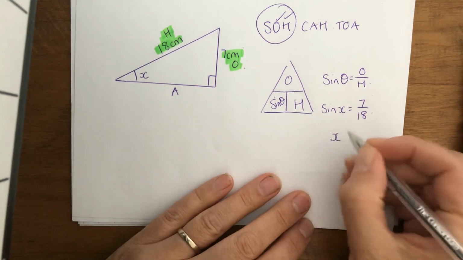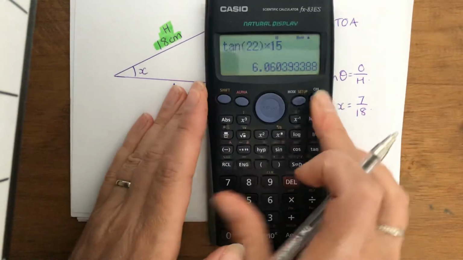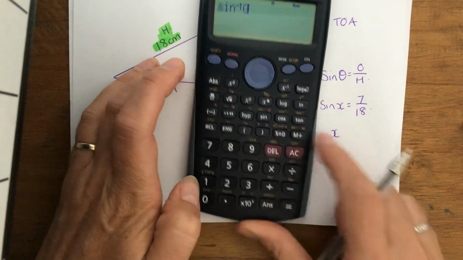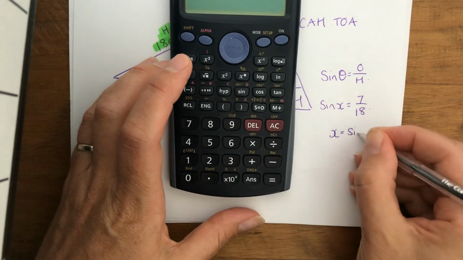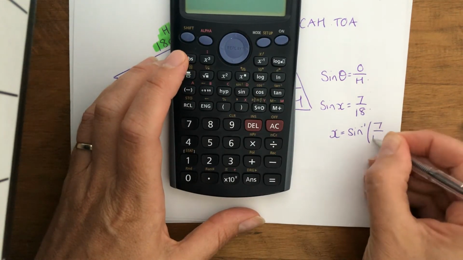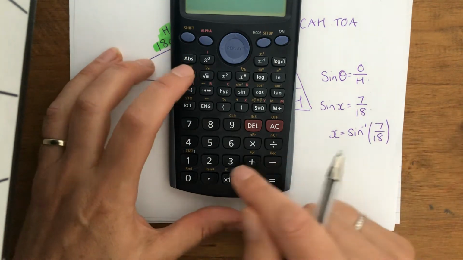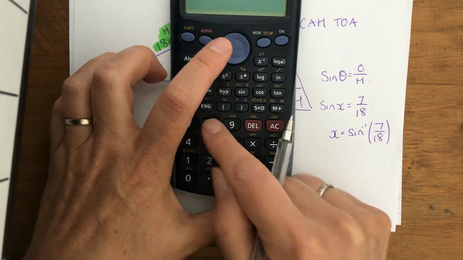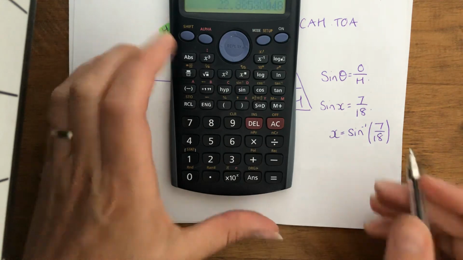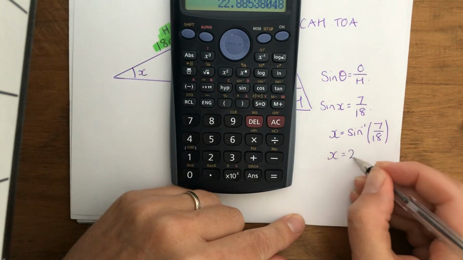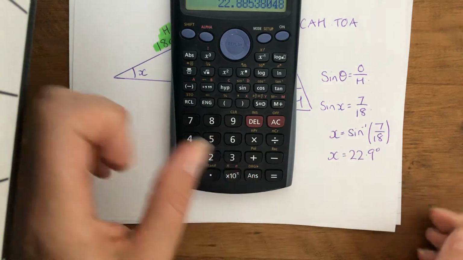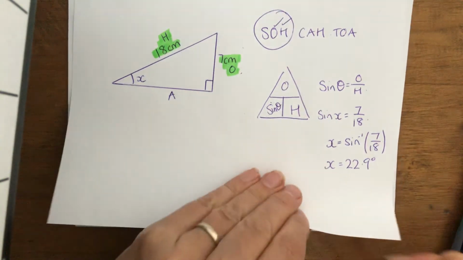To find X, you've got to undo the sine. So that's when you press shift sine, sine to the -1. Inverse sine of 7 over 18. The angle is 22.9 degrees. Just one more.